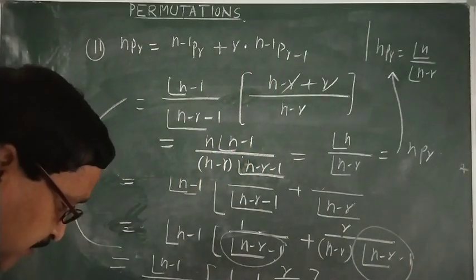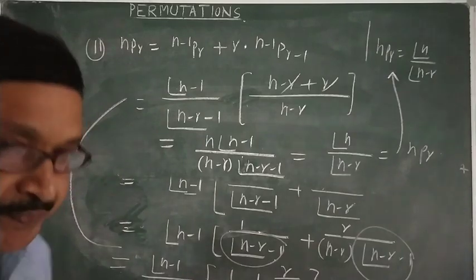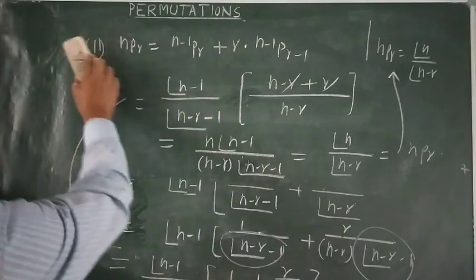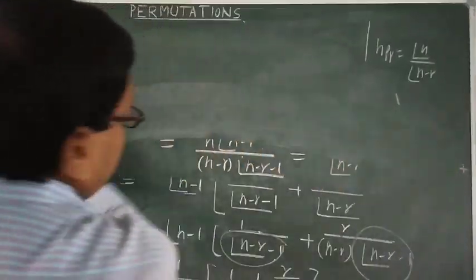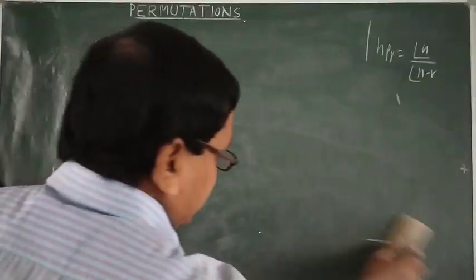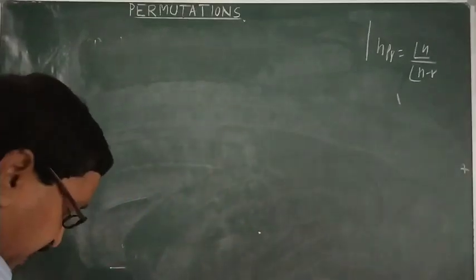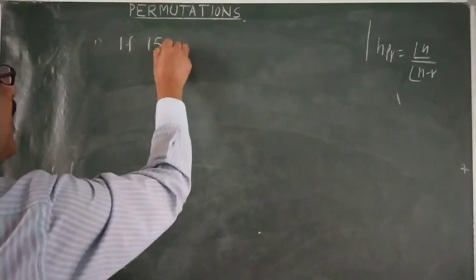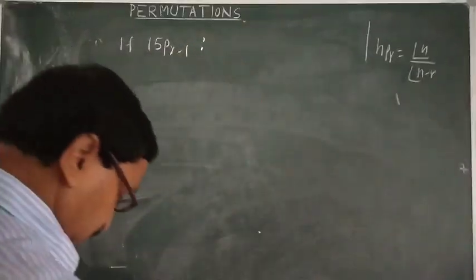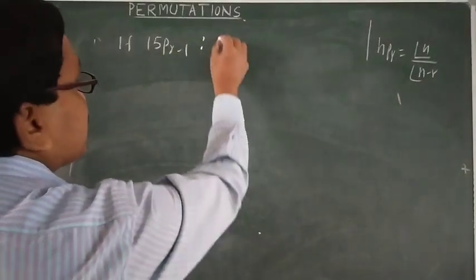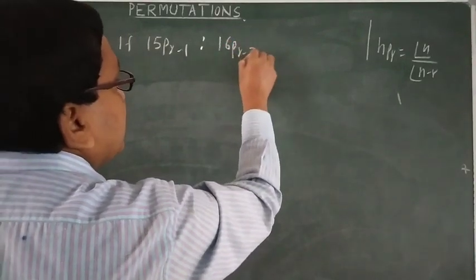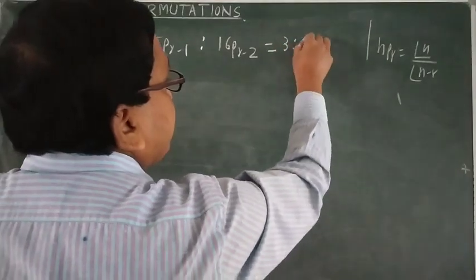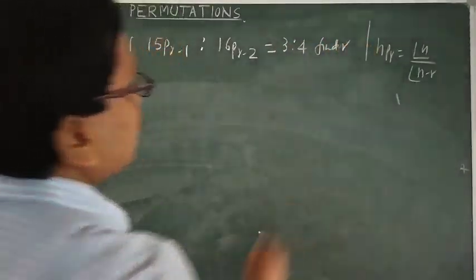In this way, we can use the formula. Let us do one more problem. This is the last problem based on this. 15P(r minus 1) ratio 16P(r minus 2) is equal to 3 ratio 4, and find the value of r.